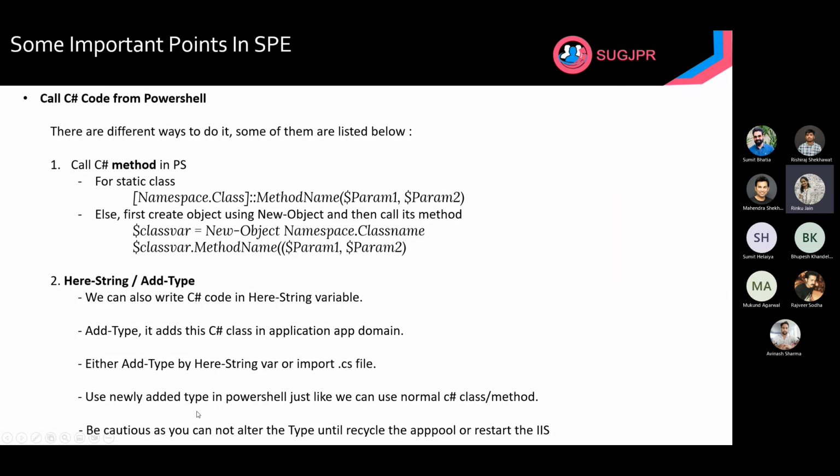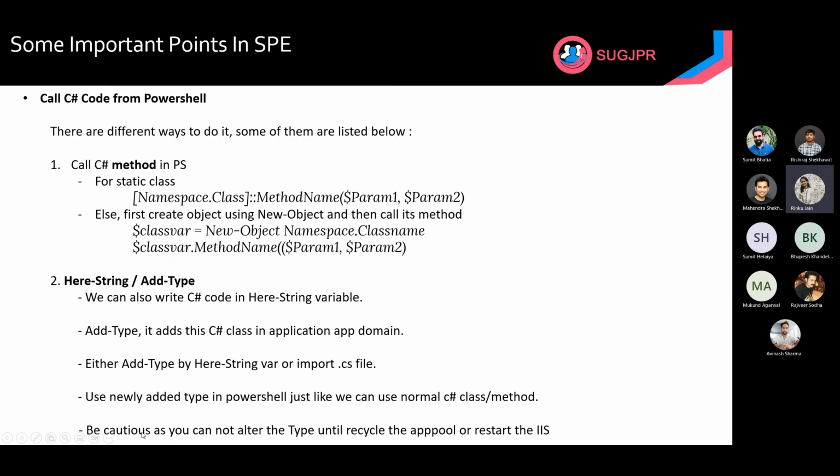And finally, the newly added type in PowerShell, we can use just like normal C#, like we have seen that we can use the C# method like this. So we can simply use this newly added type as a new type, and in the code we can directly utilize that.